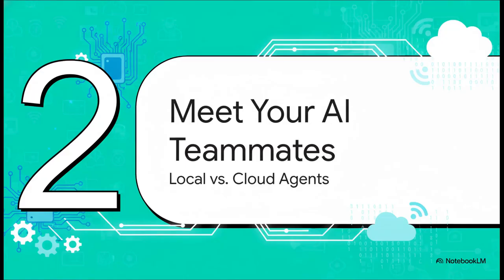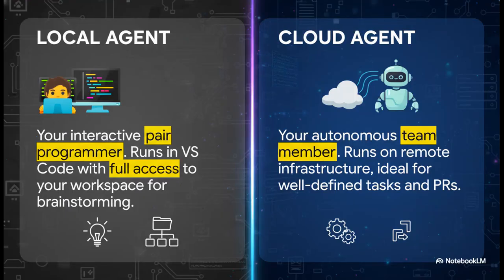All right, setup's done. So let's meet the team. You're going to be working with two main types of agents, a local agent and a cloud agent. The best way to think about them is like having two different specialists on your team, each one with their own unique skills for different kinds of tasks. So what's the big difference between them?